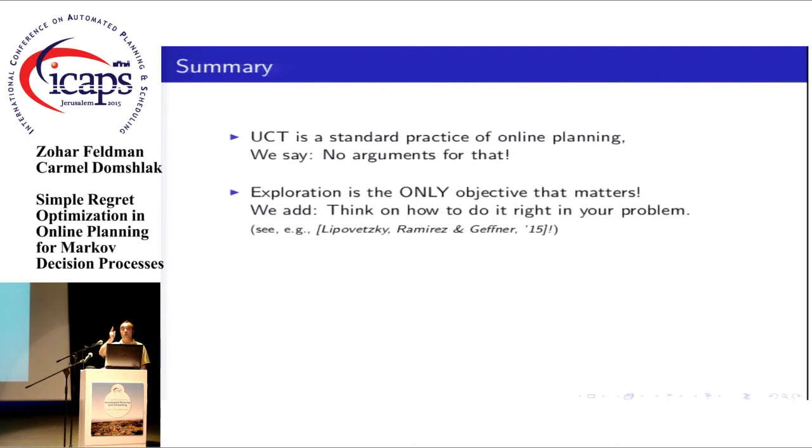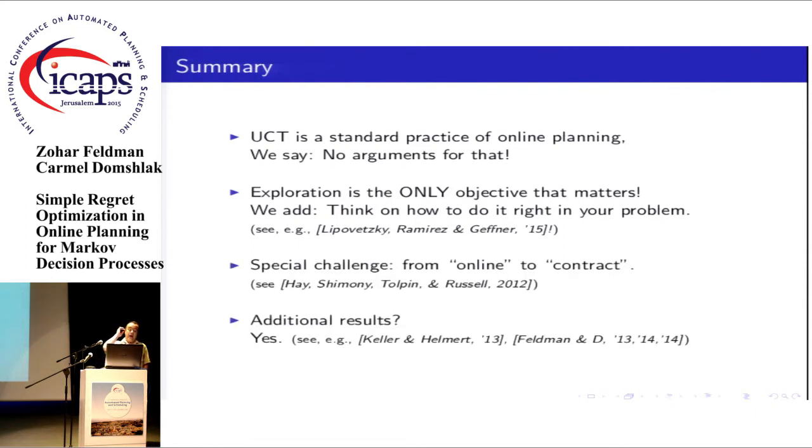Now, you should think well about how to do exploration in the problem at hand. For example, if you look at the seemingly very different work of Nir Lipovetsky, Miguel Ramirez, and Hector Geffner on classical planning for Atari games, you will see that what they do is think about how to explore well the problem they have. And UCT is losing there big time because it spends a lot of effort on useless exploitation. The last point: there are additional results by Keller and Helmert, and a few papers that we published on the subject that go and improve beyond BRU, at least empirically.